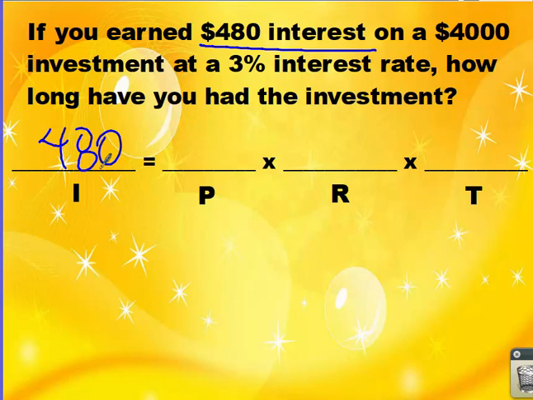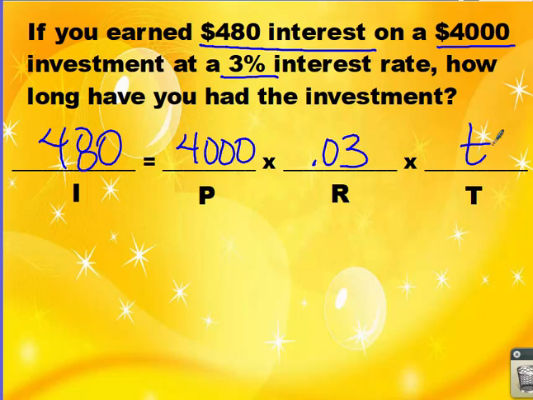It says on an investment of $4,000, so the $4,000 is our principal amount. We have an interest rate of 3%, so that's going to be 0.03. But what I'm looking for is how long you have had the investment. So the T is what's missing.